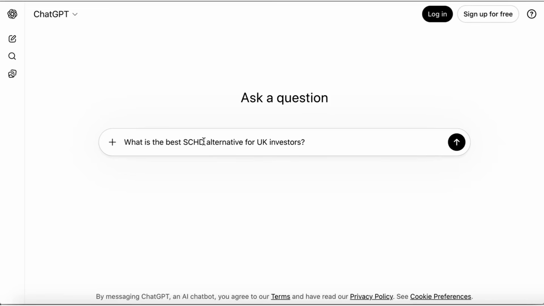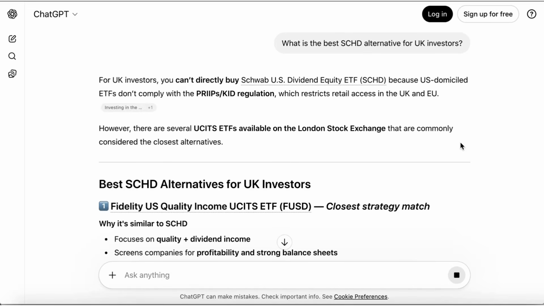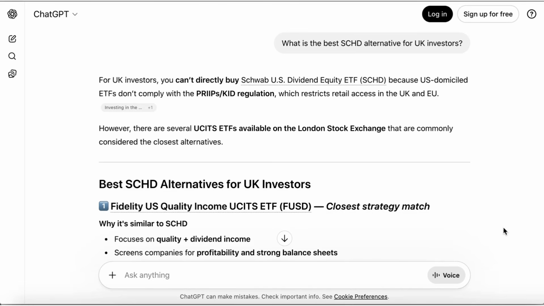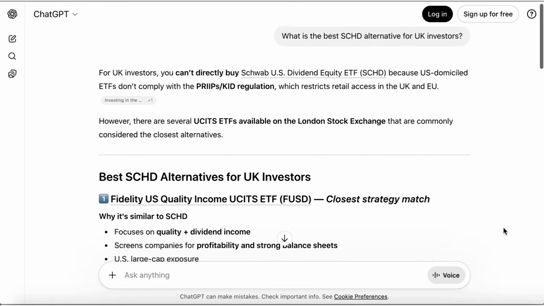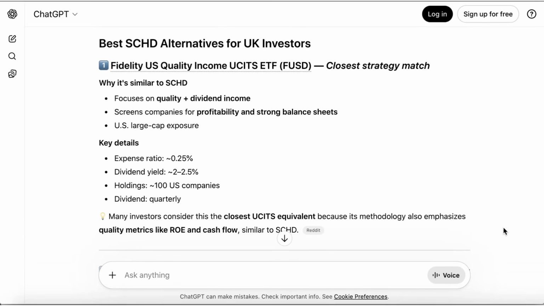Next, I asked ChatGPT the exact same question. What is the best SCHD alternative for UK investors? And straight away, it highlighted something important. UK investors can't easily buy SCHD because US domiciled ETFs don't comply with UK and EU regulations, which is why we need UCITS alternatives listed on exchanges like London. Then it gave a list of what it deemed the closest alternatives.